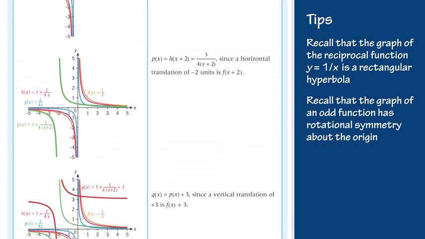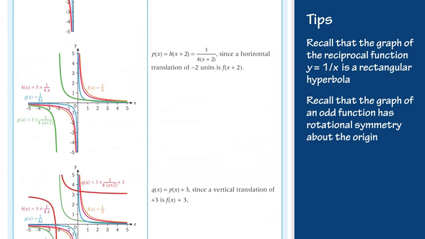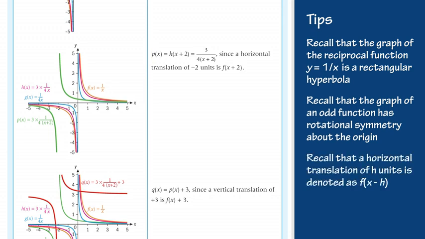The next transformation is a horizontal translation of -2 units. This is represented by function p. P of x equals h of x plus 2 equals 3 divided by 4 multiplied by x plus 2. Recall that a horizontal translation of h units is denoted as f of x minus h. Since h equals -2, substituting -2 for h gives f of x plus 2. The green graph is a shift of the red graph 2 units in the negative x direction.